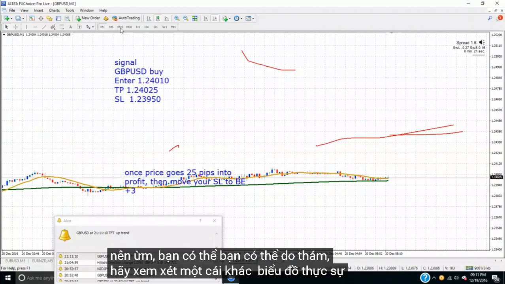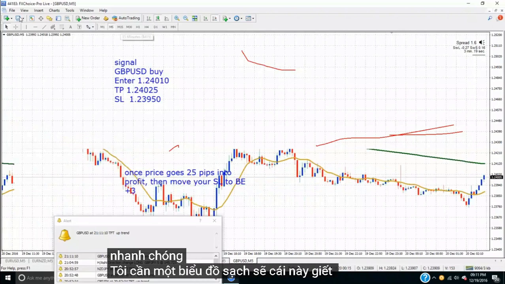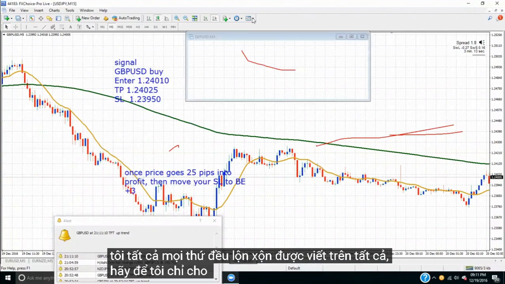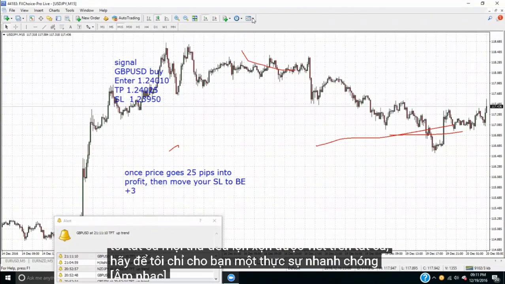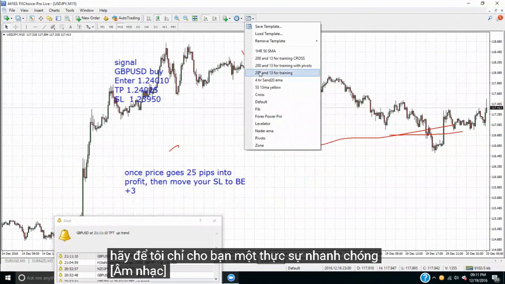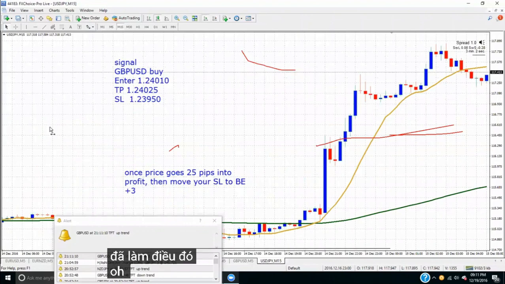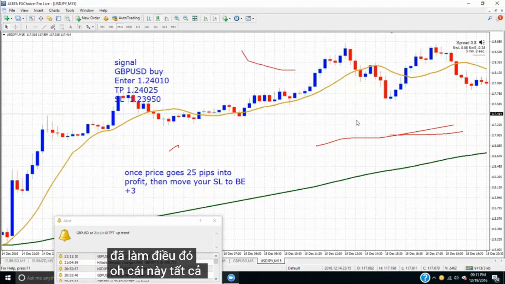Let's look at another chart real quick. I need a clean chart. This one's killing me. It's all messed up and written all over. Let me just show you one really quick. Didn't get rid of all my stuff on it, did it? Ugh, this one's all kinds of jagged.